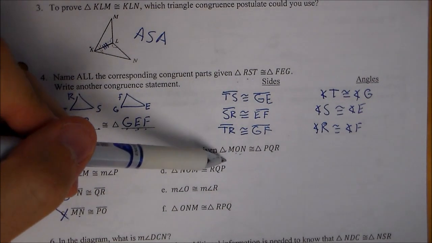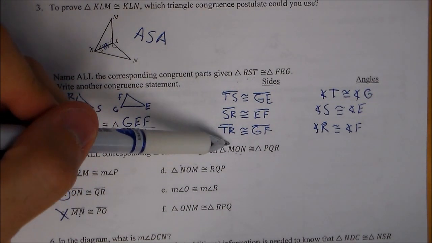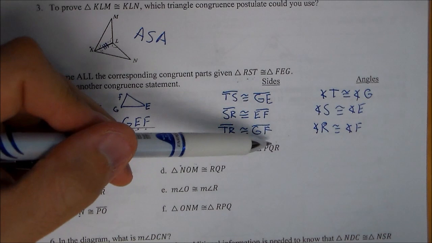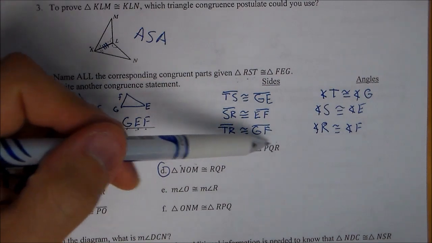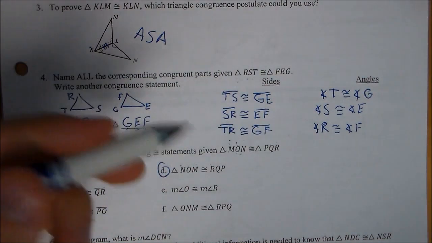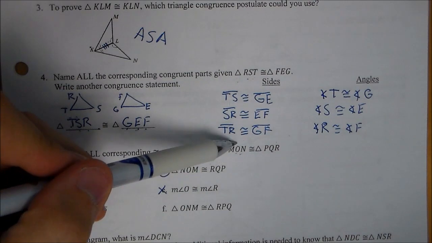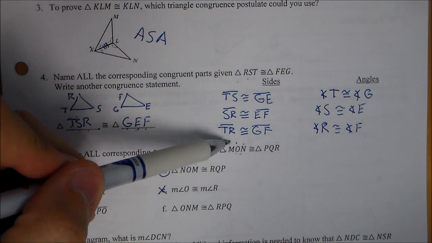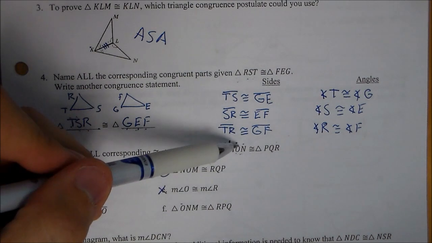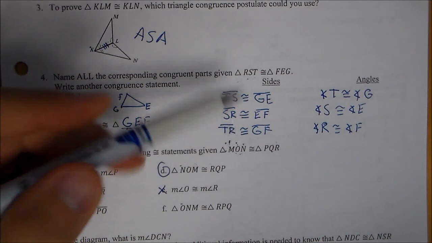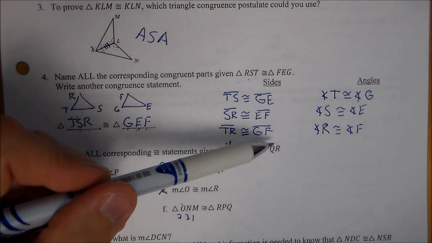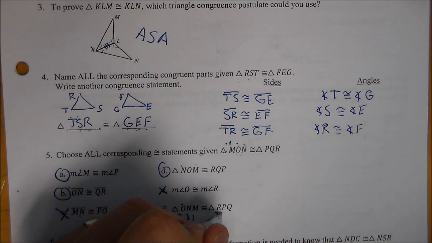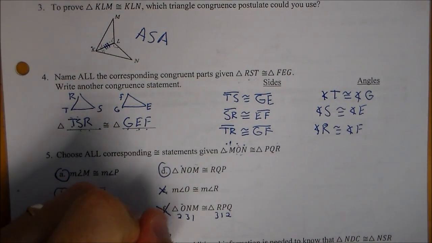NOM and RQP. NOM goes 3, 2, 1. RQP goes 3, 2, 1. So like we did in the previous problem, it's just the reversed order. O and R. O is the second letter, R is the third, so those do not match. O and M and RPQ. So O and M goes second, third, first. RPQ goes third, first, second. And that's not going to match, so those are not congruent.